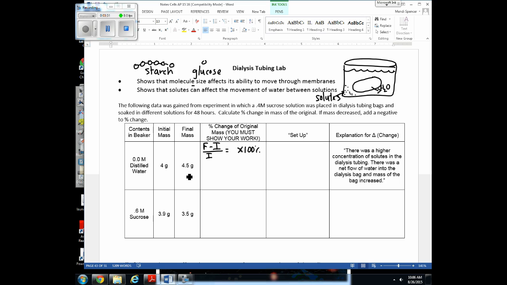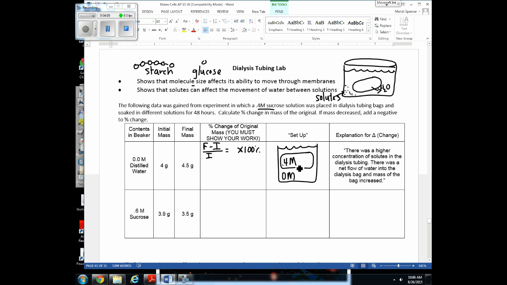It says that the following data was gained from an experiment in which this solution was placed in dialysis tubing bags and soaked in different solutions. So these are the solutions that they're soaked in. So the first solution is 100% pure water. So let's diagram it in this box that says setup. So we have a beaker, 0 molar solution, so it's 100% water, and the dialysis bag was placed inside and it contained a solution that was 0.4 molar.